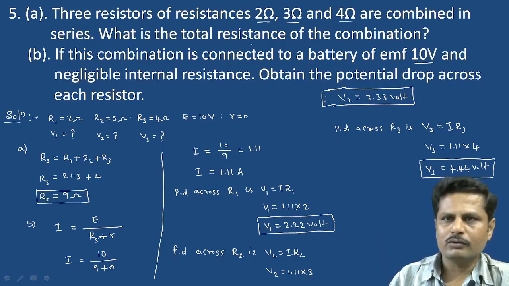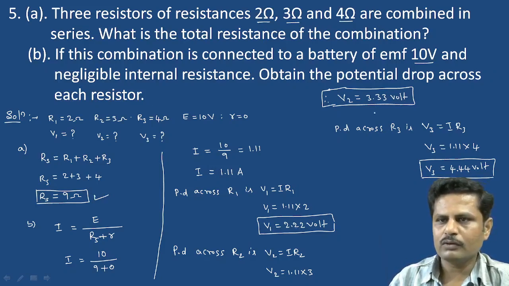Okay, so the total resistance of the combination is 9 ohm and the potential drop across each resistance, that is V1 equals 2.22, V2 equals 3.33 and V3 equals 4.44 volt. Okay, this is the solution for this question.